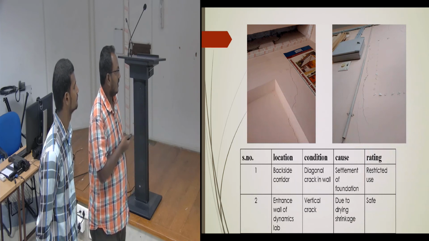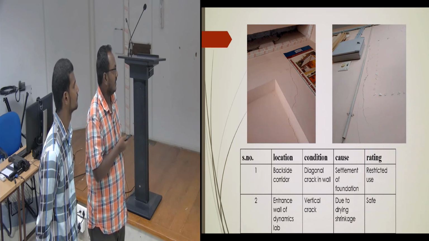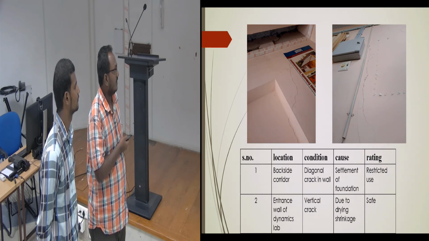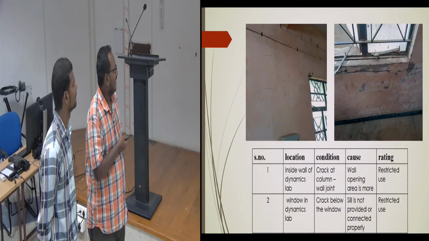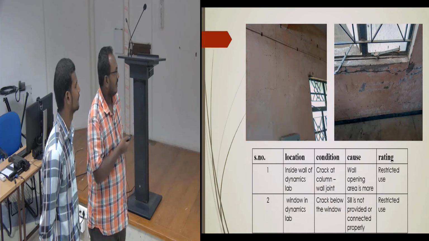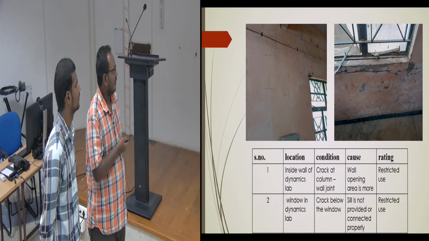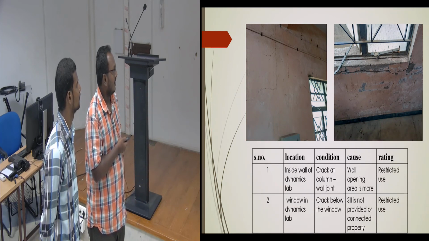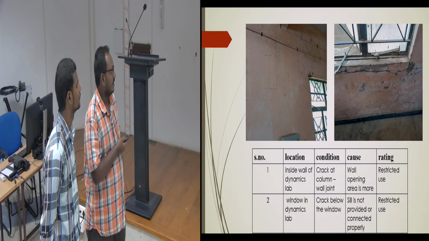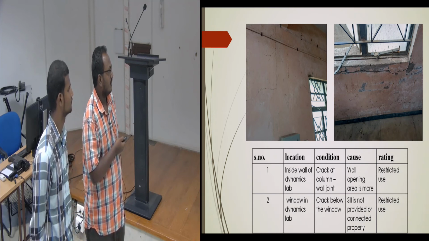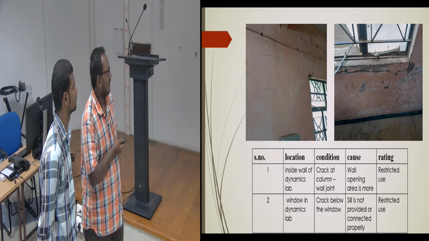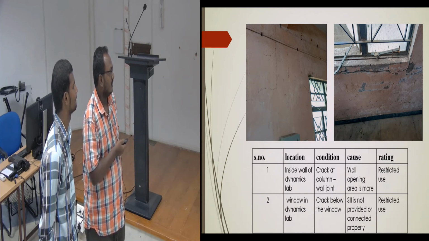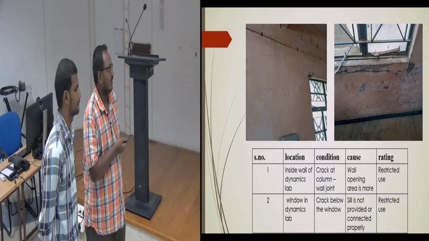At the entrance wall of the dynamic lab, there is a vertical crack due to drying shrinkage. We consider it safe, and this one was also done by the first group. On the inside wall of the dynamic lab, there is a crack at the column-wall joint, and wall openings in this area are more, so we have made it restricted use.